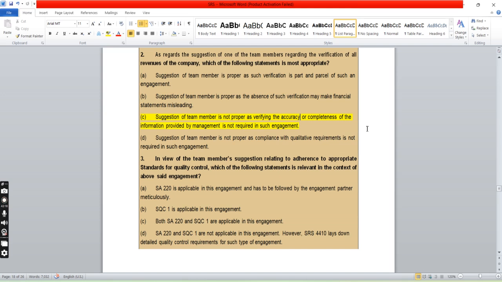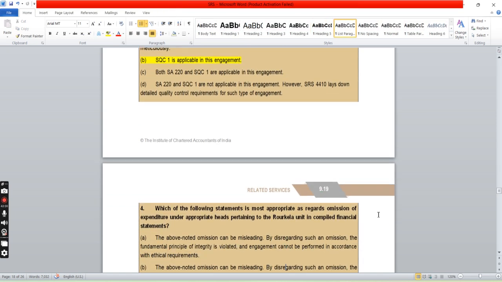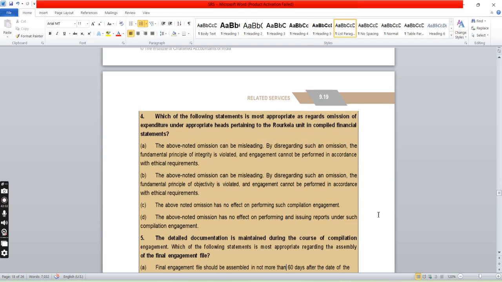SQC1 is applicable in this engagement. Which of the following statements is most appropriate as regards omission of expenditure under appropriate head pertaining to Rourkela unit in a compiled financial information?